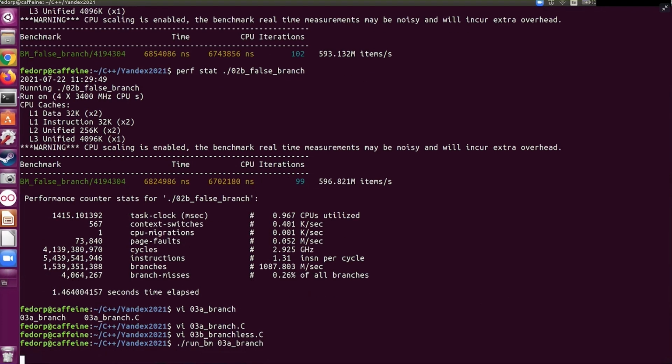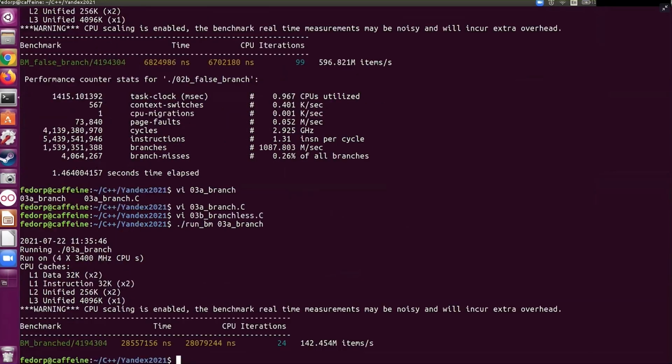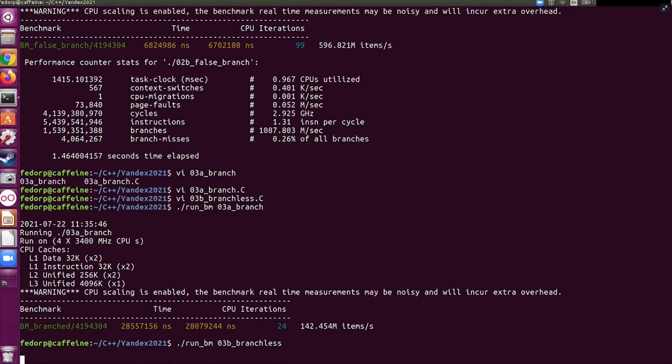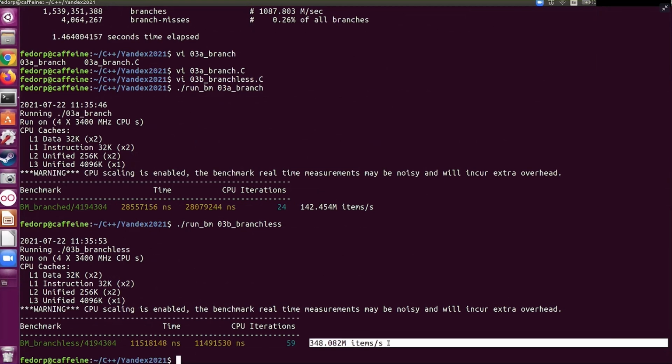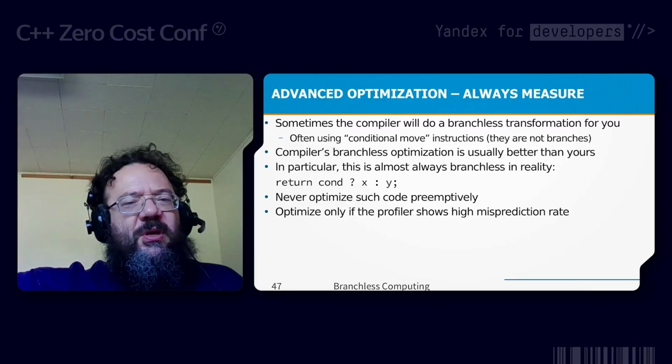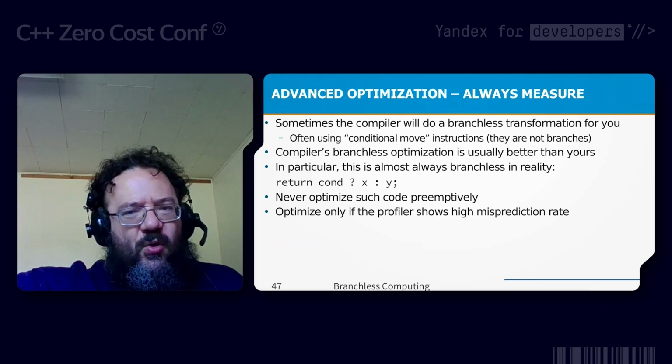Let's see what's faster. Branchless is faster. With all the extra work, it's more than twice as fast. If the branches were predictable, it wouldn't be the same at all. But the branches are not predictable. Extra work isn't too much. Branchless is faster. Again, I want to caution you here because sometimes the compilers will do this transformation for you.